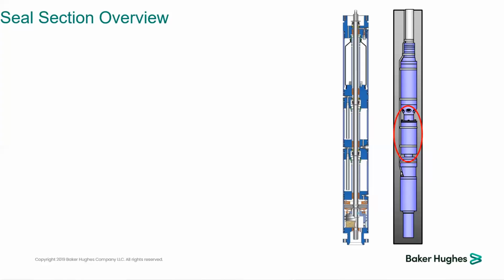Okay. Seal section. It's the most important part of ESP equipment, and it's connected to the intake device from the top and connected to the motor from the bottom. So it's located between the pump and motor.